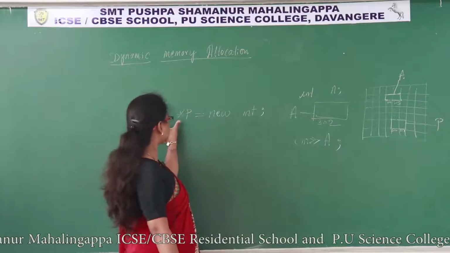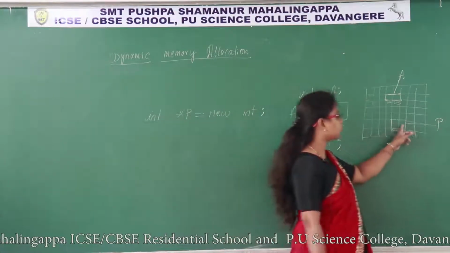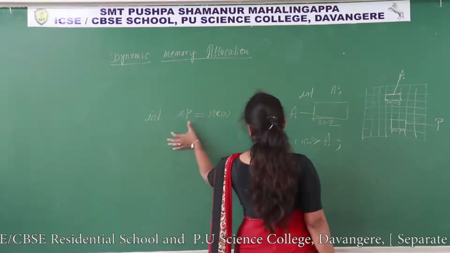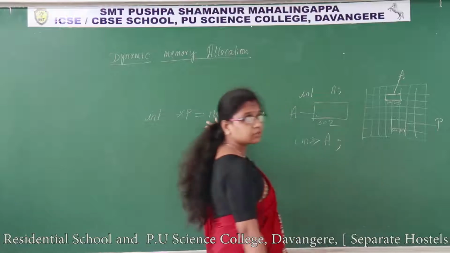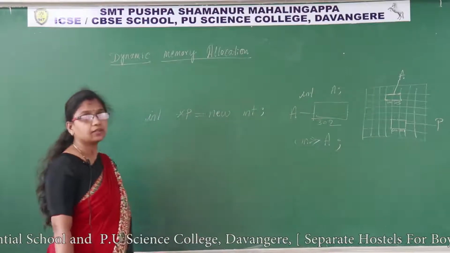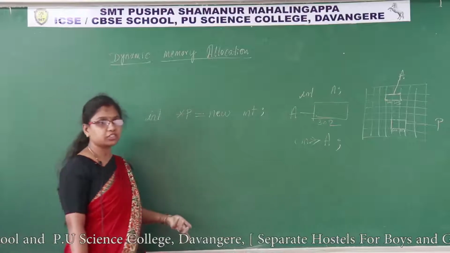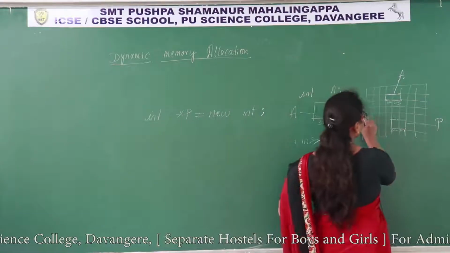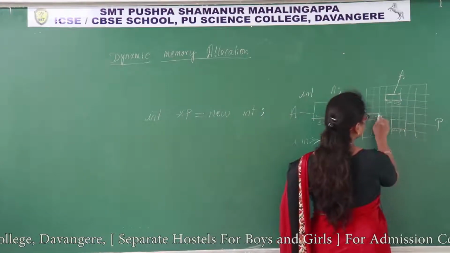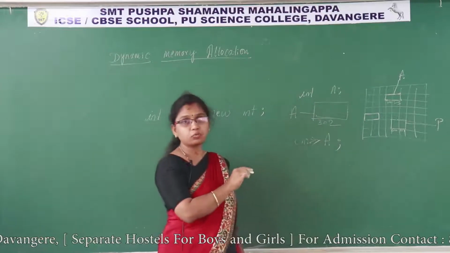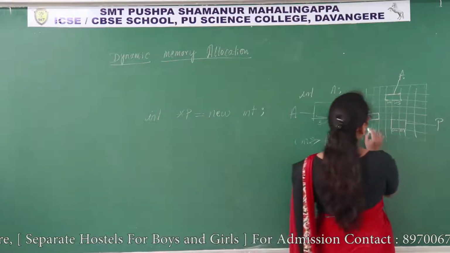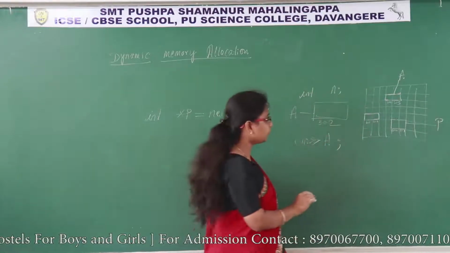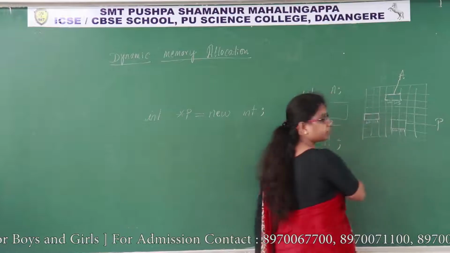I'll show. So int star p, there is a memory for this pointer, and the assignment operator assigns new int. What is the purpose of new? New is an operator, it creates a new memory location that is integer type, somewhere, so it occupies 2 bytes. The address I'll consider 400 and 401. This memory does not have any identifier.